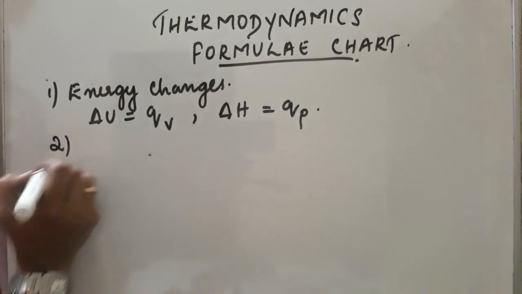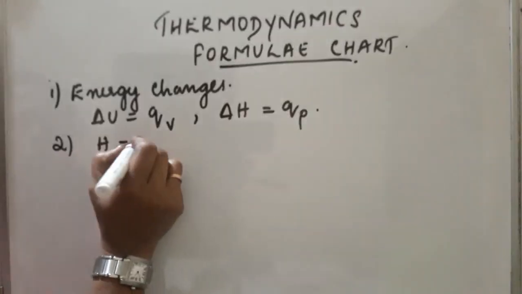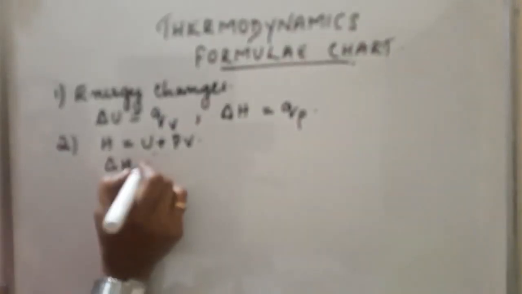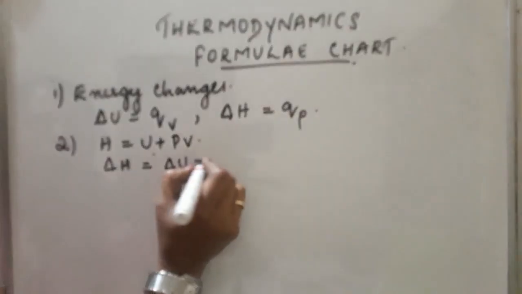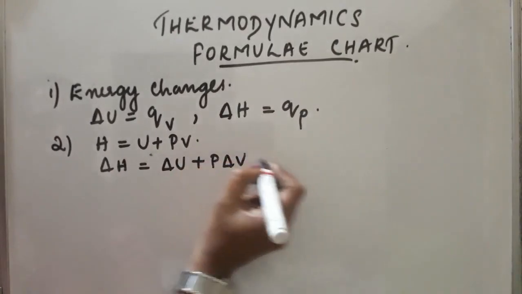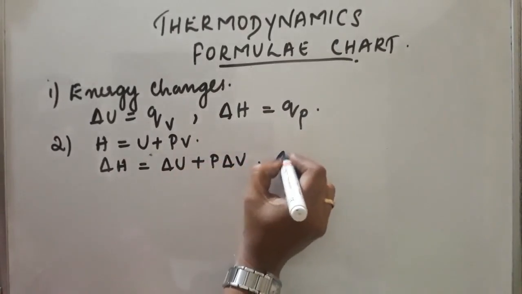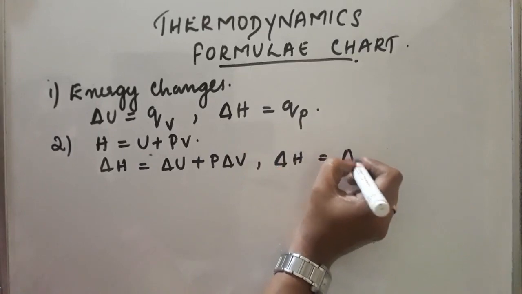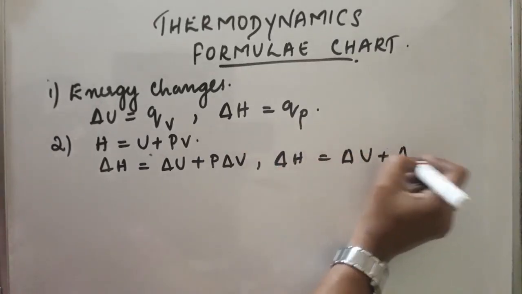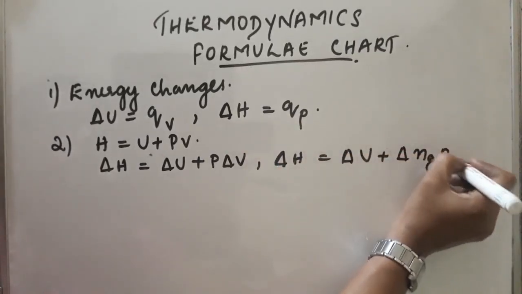Now, second case, enthalpy. Enthalpy is denoted by H. H is equal to U plus PV. So delta H, change in enthalpy, will be equal to delta U plus P delta V, or we can write delta H is equal to delta U plus delta n g RT.